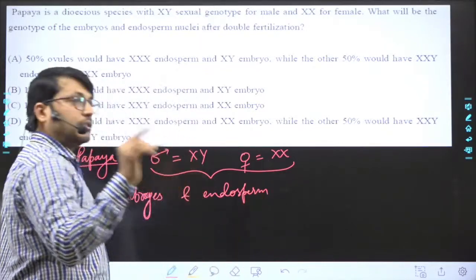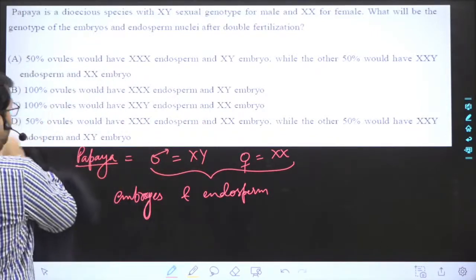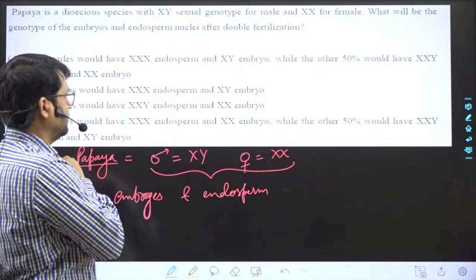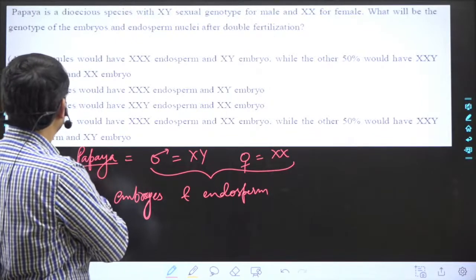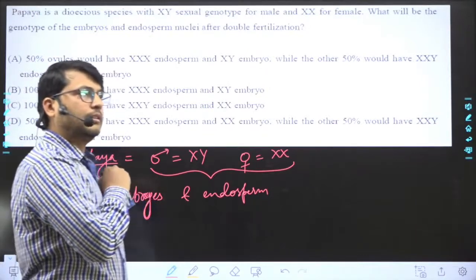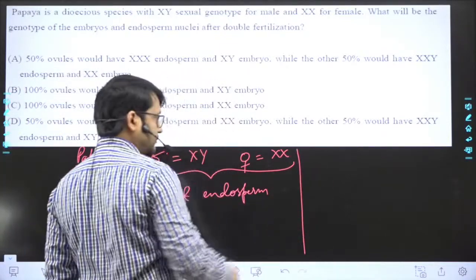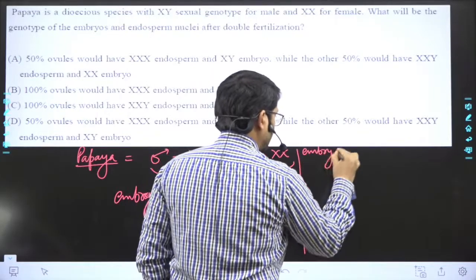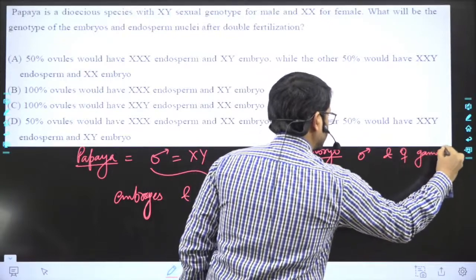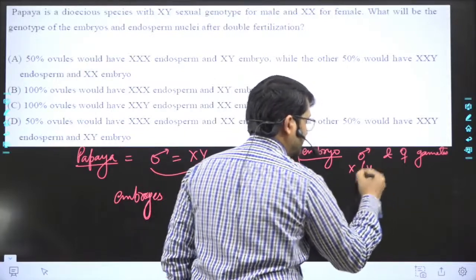See, in order to answer such questions, what do we have to look at? Yeah, people are saying C. Let me see. 100% ovules will be XXY and endosperm will be XX embryo. Really? Akhil? Agrim, you guys are saying C. Let us see. Look, embryo. From what is the embryo formed? By the fusion of male and female gametes. Now the male gamete could be either X or Y.